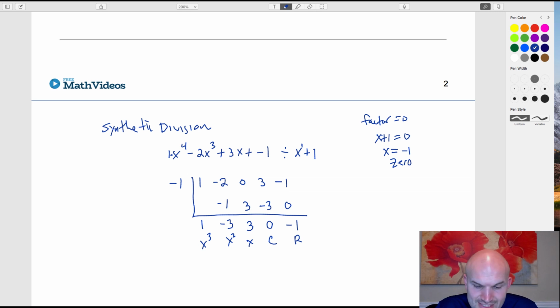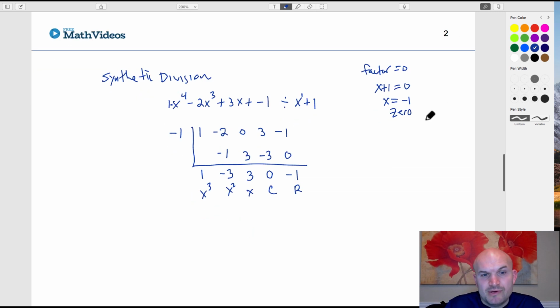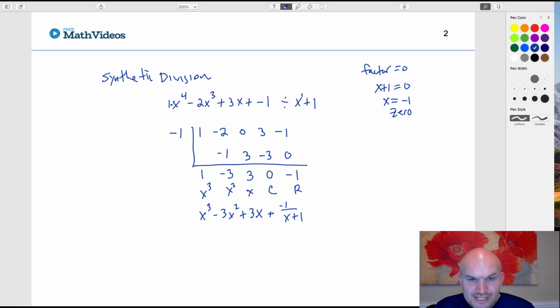If we wanted to write this as a quotient with the remainder, we'd write x cubed minus 3x squared plus 3x. There's no constant here. And then minus 1 over your divisor, or plus a negative 1 over your divisor, which is x plus 1. So that's how we would write it as a quotient. Obviously, if the remainder was 0, that would mean it's a factor, and then we could set all the factors equal to 0 and find all the zeros, which is one of the main practices there.